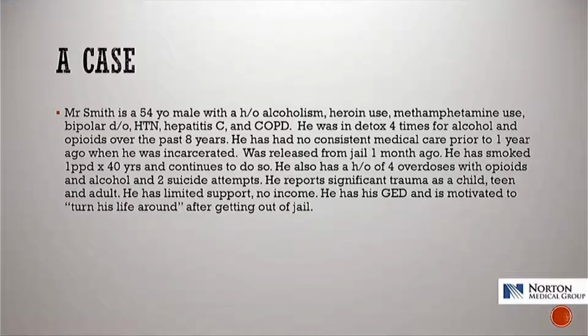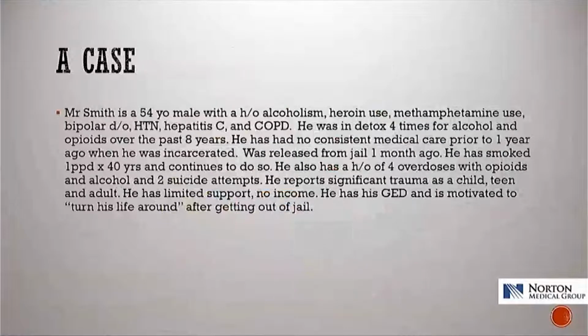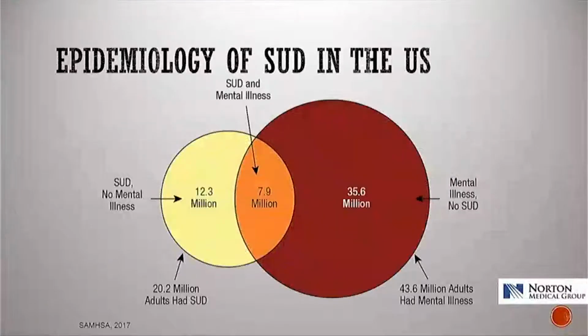He also has a history of 4 overdoses between alcohol and opioids and 2 suicide attempts. He reports significant trauma as a child, teen, and as an adult. He has limited support, no income, and he does have his GED, and he comes to us saying he is motivated to turn his life around after getting out of jail. So I just want you to keep that case in mind because we're going to revisit that at the very end of the presentation.